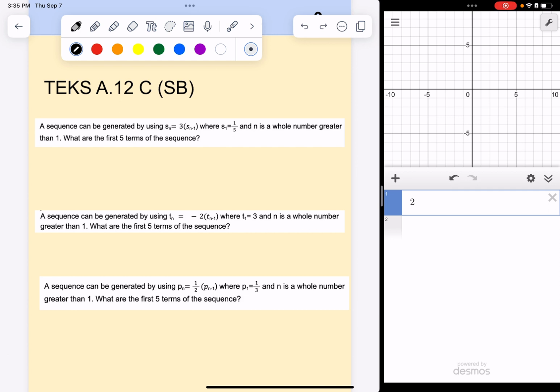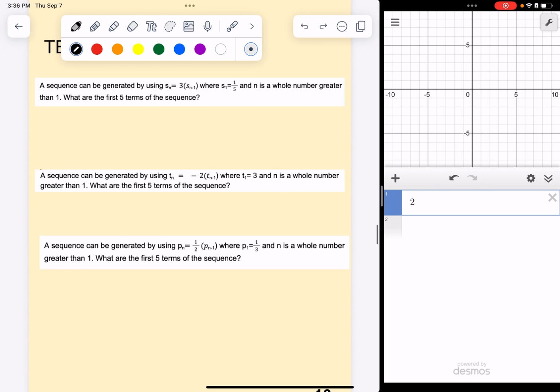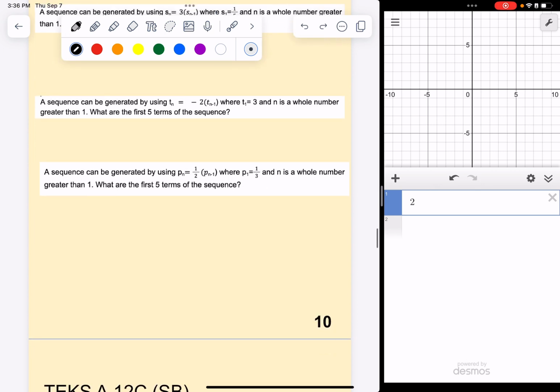This is very similar to what we just did. They're all practicing plugging in the terms.